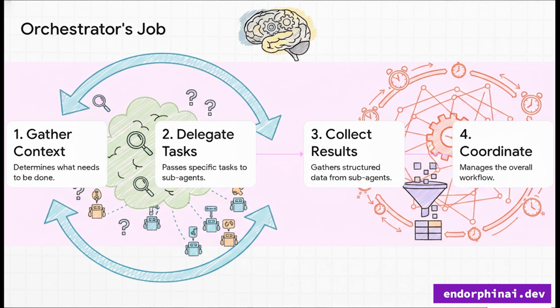First, it gathers context and figures out what needs to be done. Second, it delegates those tasks out to its specialized subagents. Third, it collects the structured results from them. And finally, it coordinates the whole workflow, deciding what happens next. The beauty of this is that it breaks down these massive workflows into small, manageable, reusable, and, super important, testable parts. Each subagent has one job, and it does that one job really, really well.